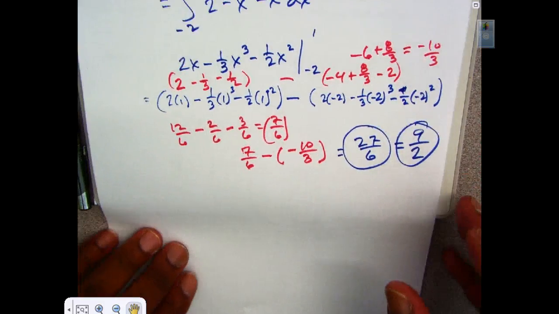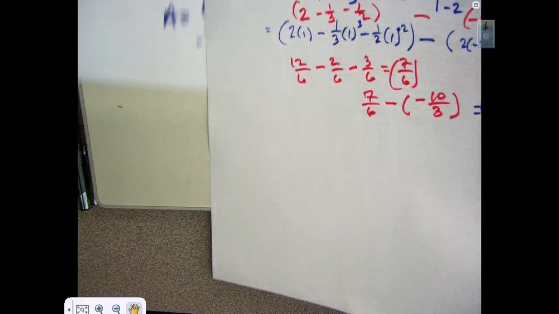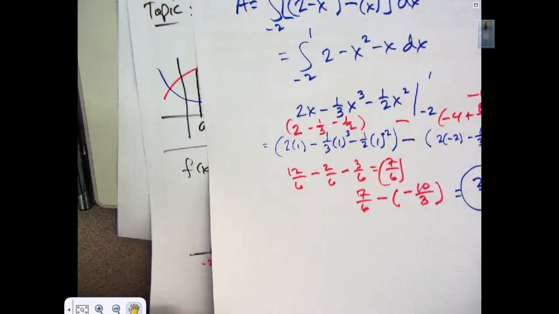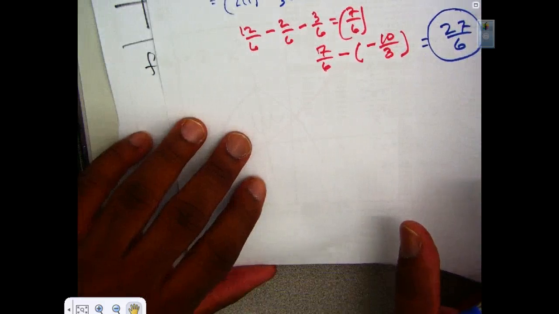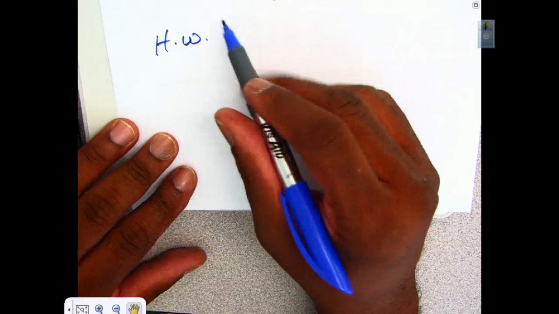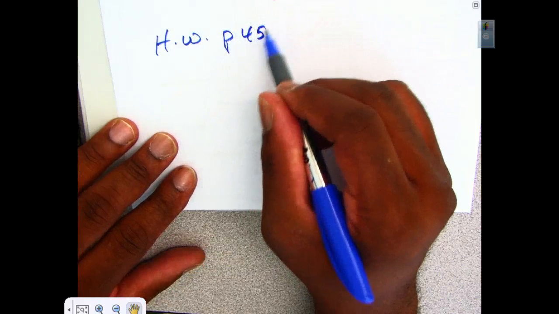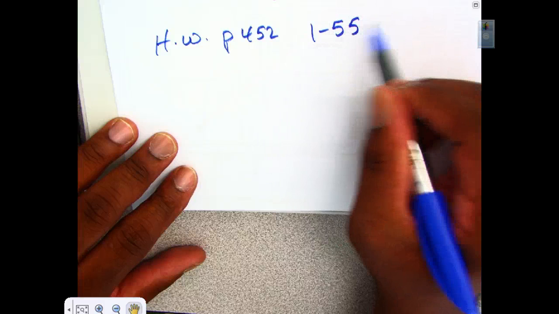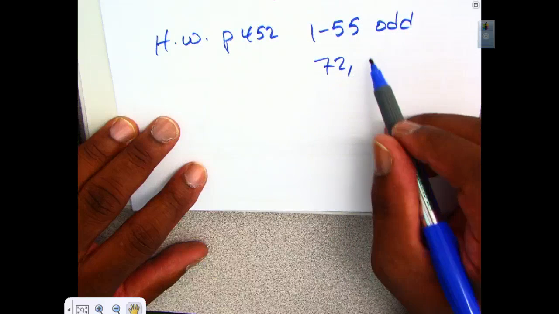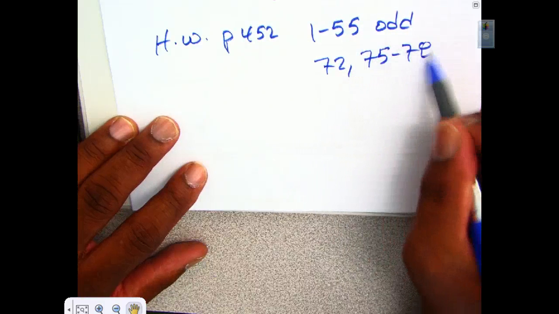Okay, so let's take a look at a couple more examples and then we'll get you started. Now, your homework is pretty intimidating. Your homework is page 452, 1 through 55 odd. I'll get you new assignment logs tomorrow. So your homework is page 452, 1 through 55 odd, and then 72 and 75 through 78. So it's quite a bit.